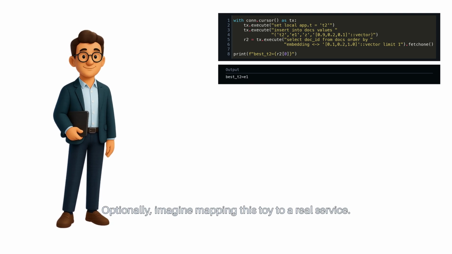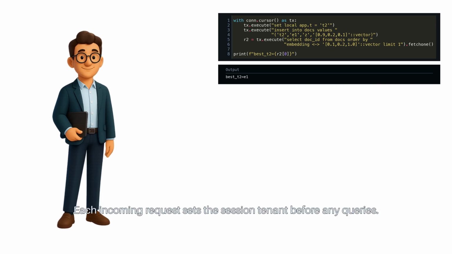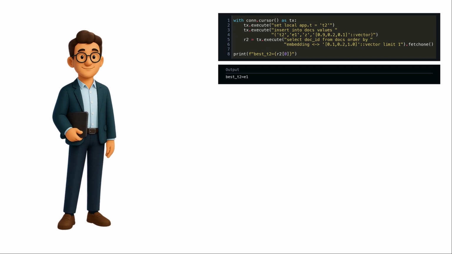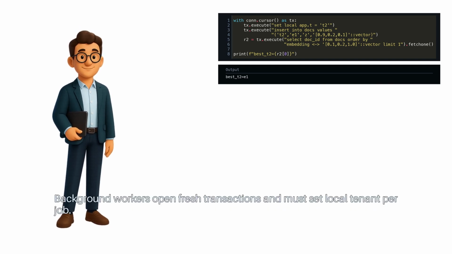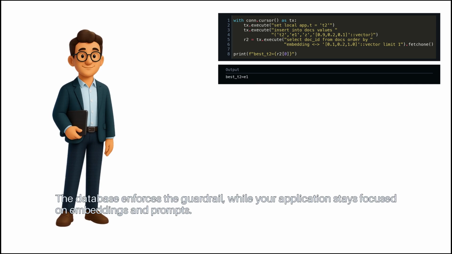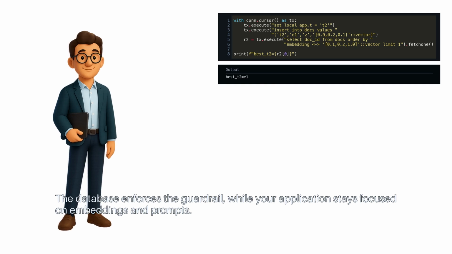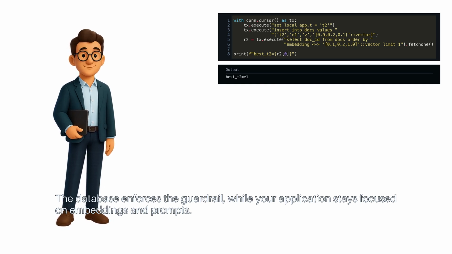Optionally, imagine mapping this toy to a real service. Each incoming request sets the session tenant before any queries. Background workers open fresh transactions and must set local tenant per job. The database enforces the guardrail, while your application stays focused on embeddings and prompts.